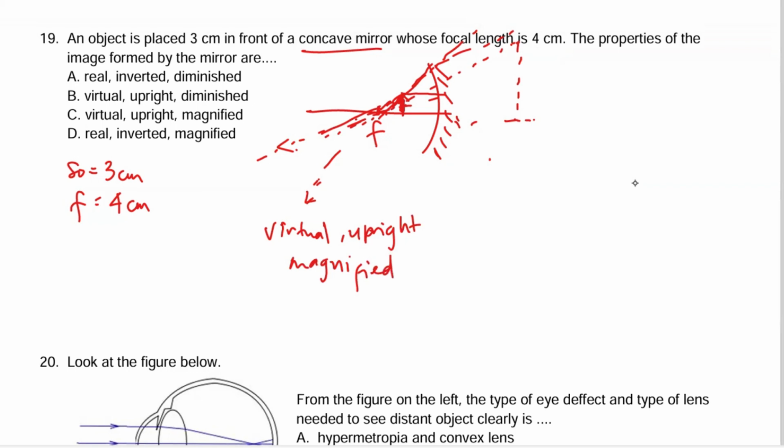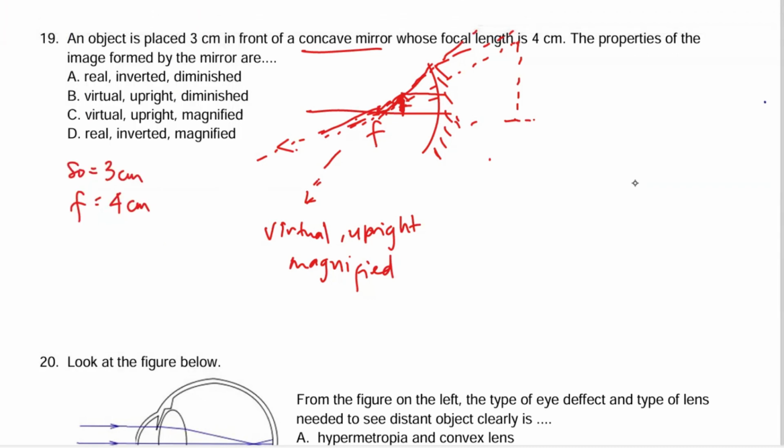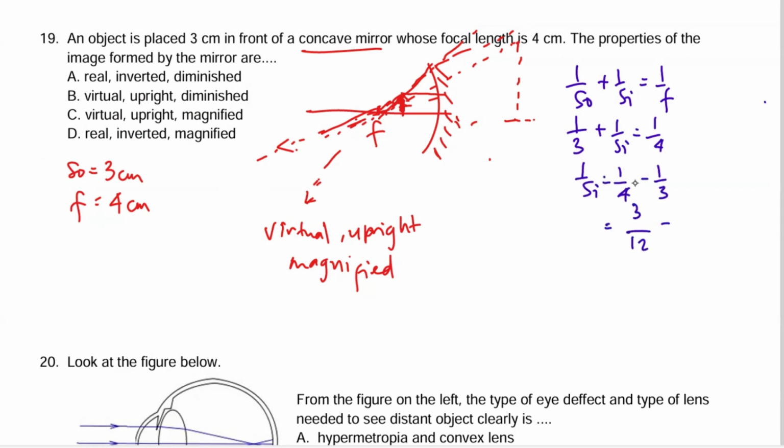If you don't remember how to draw, and you are worried your drawing is not neat enough to find the image, you can also use calculation. 1 over SO plus 1 over SI equals 1 over F. SO is 3, so 1 over 3 plus 1 over SI equals 1 over 4. So 1 over SI equals 1 over 4 minus 1 over 3. This is 3 over 12 minus 4 over 12, so 1 over SI equals minus 1 over 12. So SI is minus 12 centimeters.